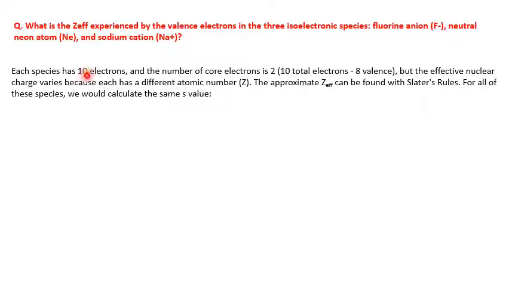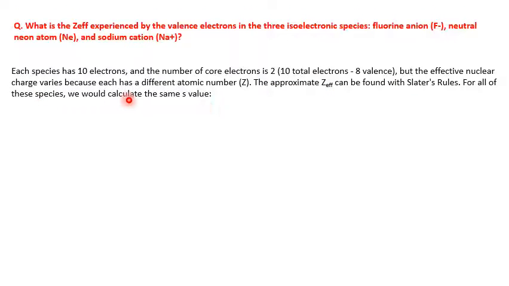So each species has 10 electrons and the number of core electrons is 2. If you fill in the way 1s2, 2s2, 2p6, then 2s2, 2p6 are the valence electrons, 8 valence electrons. Total 10 electrons, 8 valence electrons, and core electrons 2, meaning this 1s2 electron. But the effective nuclear charge varies because each has a different atomic number. The approximate Z effective can be found using Slater's rule.